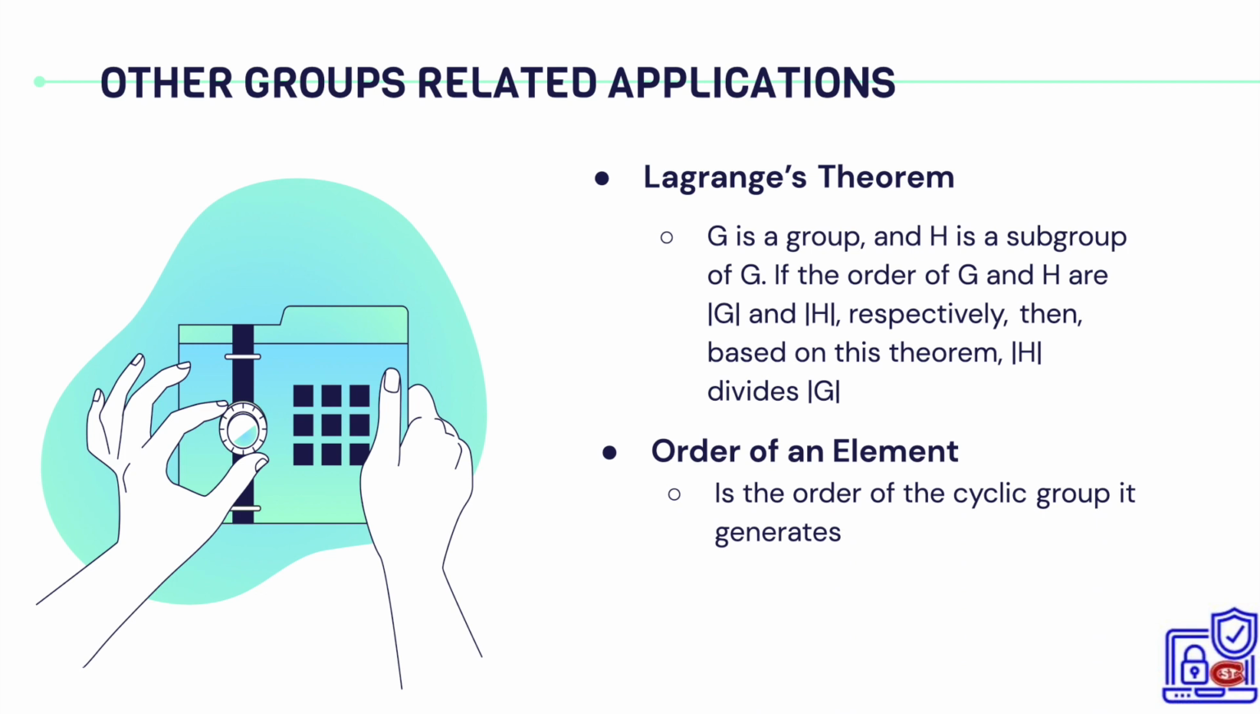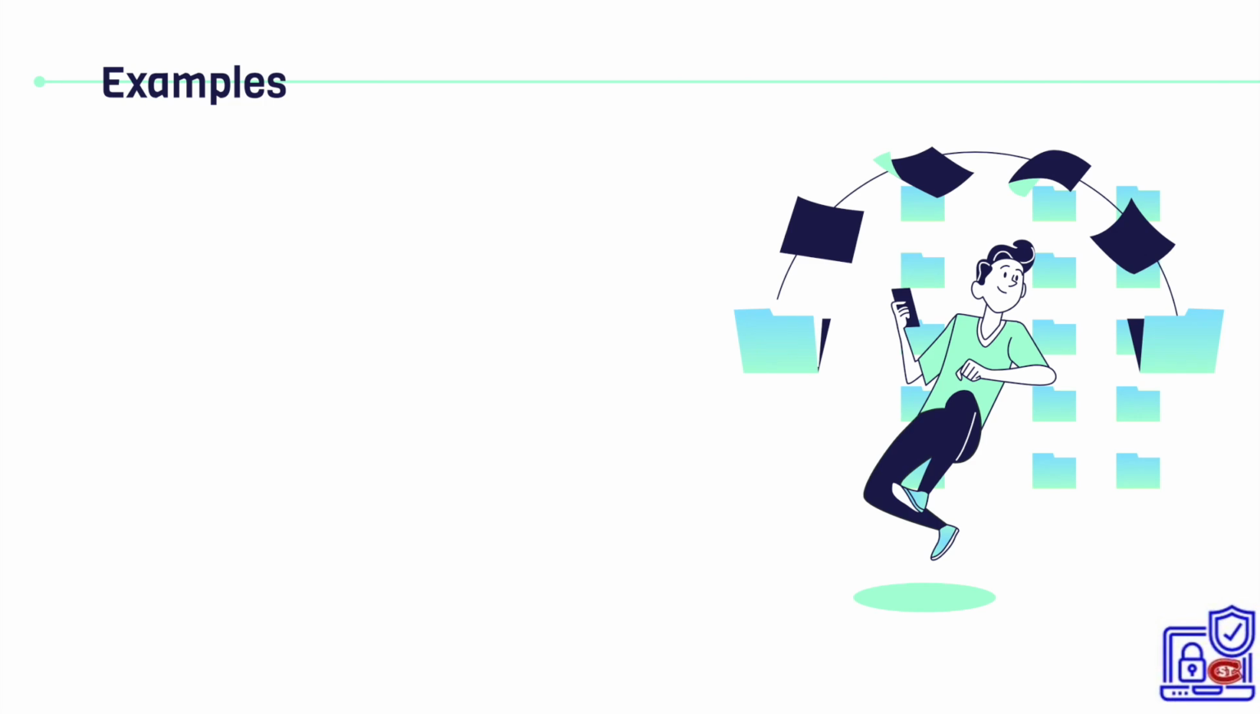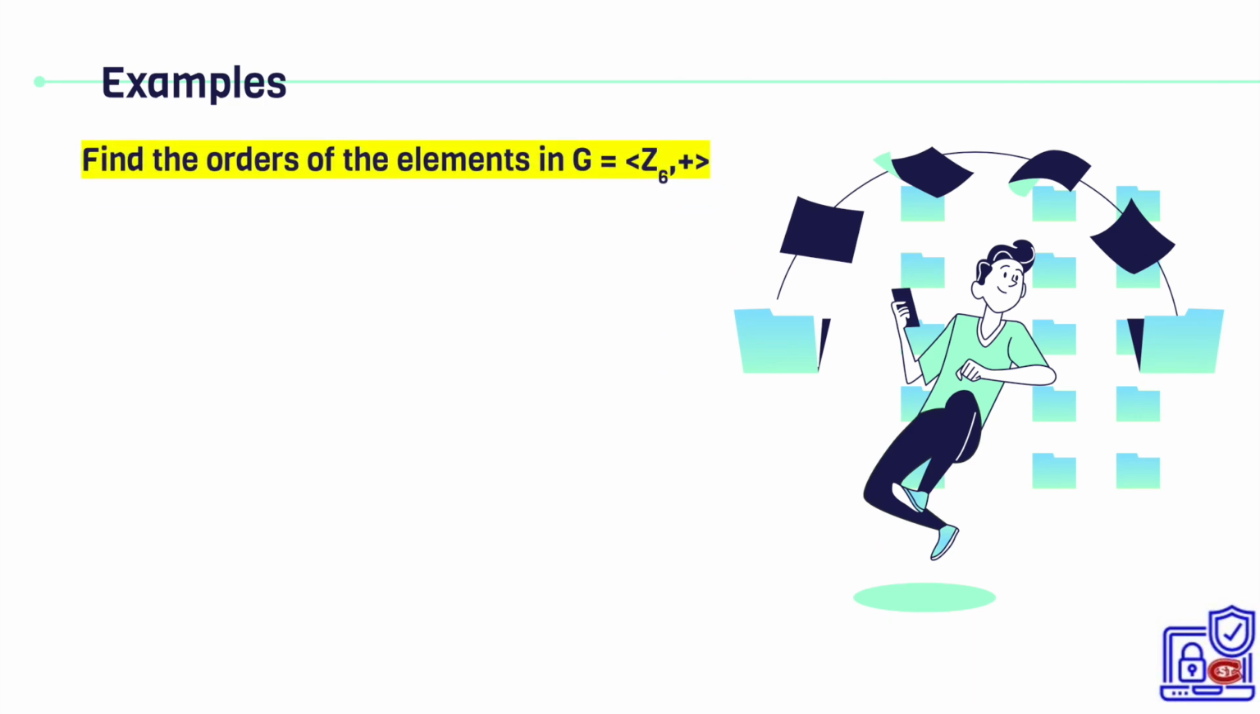In short, the order of element a in G means a repeated n times, with n being the smallest integer, will equal e, the identity element with respect to the operation in G. Then again, we will also make these concepts make sense with a couple of examples. First example, let's find the orders of the elements in G = Z6.